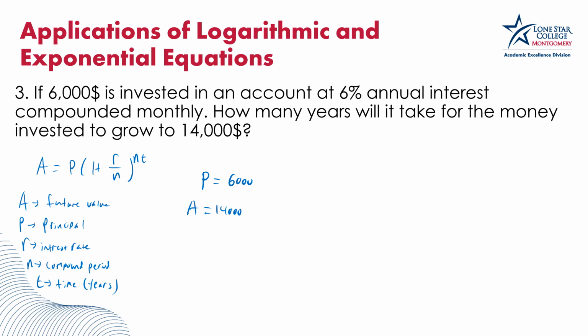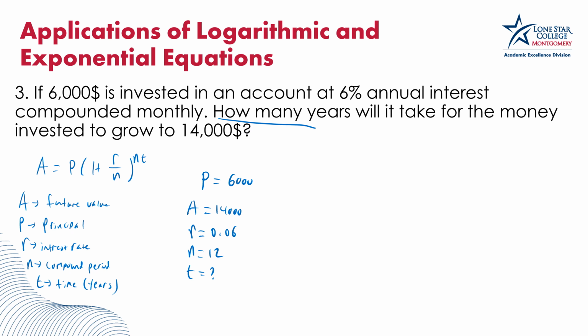Now, we know that the annual interest rate is 6%. So we say that's our R, but always remember writing interest rate should always be in decimal. So 6% as a decimal is 0.06. And then it's compounded monthly. So monthly would be our compound period, and monthly means it's because there's 12 months in a year. So we say our N here would be 12. And we're looking for how many years it will take for it to grow. So we're looking for T.